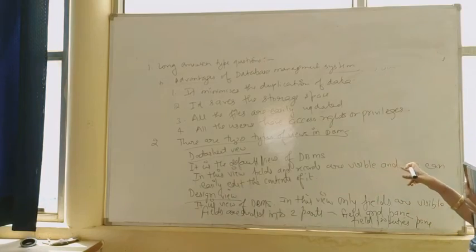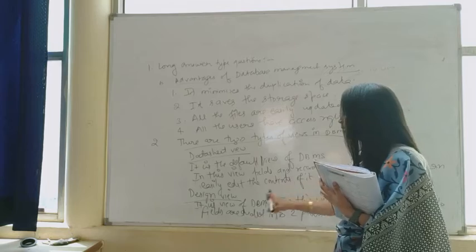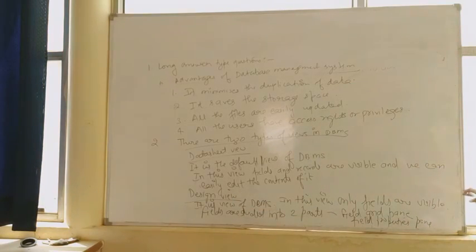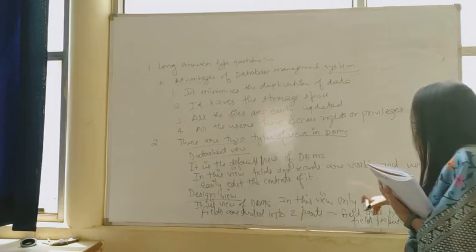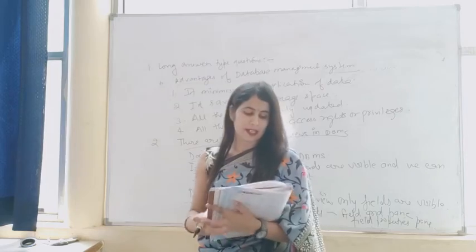Data sheet view, it is the default view of DBMS. In this view fields and records are visible and we can easily edit the contents of it. Next one is design view. It is the view of DBMS. In this view only fields are visible. Fields are divided into two parts and they are field grid pane and field properties pane.